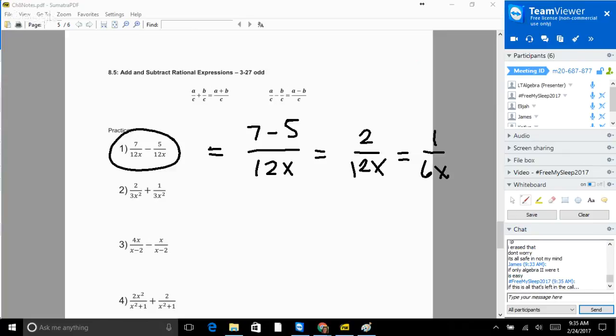This is all that's left on the call. So let's do these 3 examples because there's too many of these and then I need to do more of the harder ones. So what about this one? 2 divided by 3x squared plus 1 divided by 3x squared. Do they have the same denominator? Yep. So 3x squared. And then across the top, I have 2 plus 1, which is 3. So I can simplify this, and I'm left over with 1 over x squared.